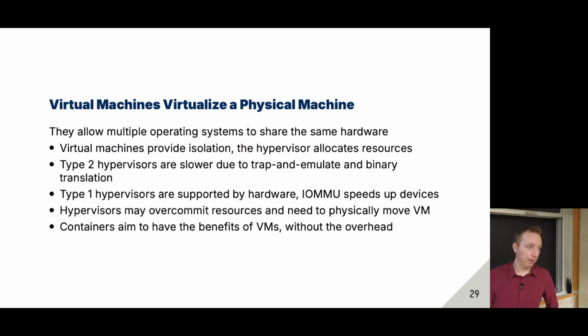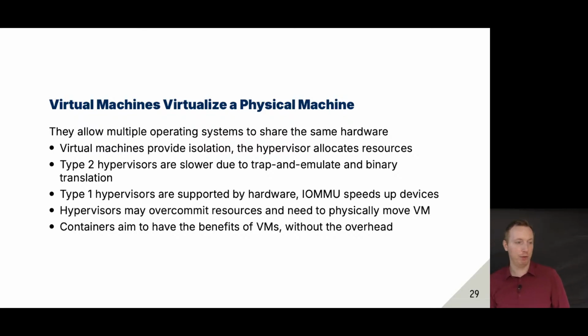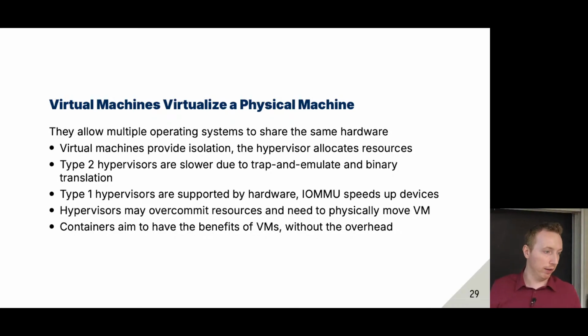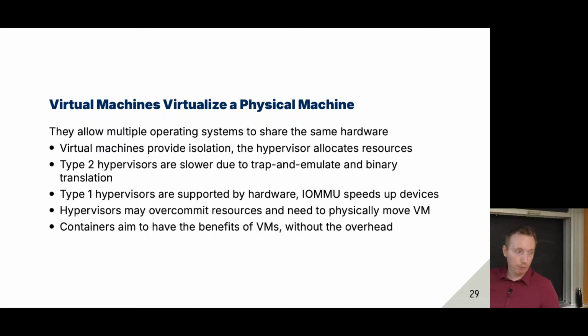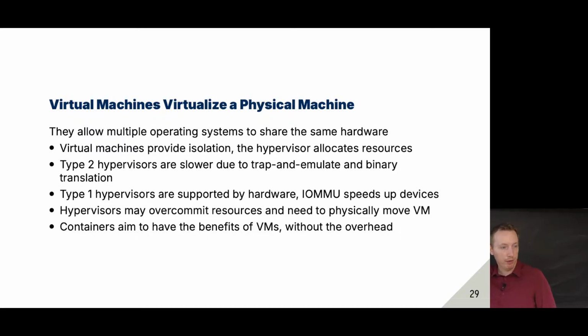Then we wrapped up and virtualized a whole machine that allowed multiple operating systems to share the same hardware. The idea, like with processes, is to provide isolation between different operating systems. The hypervisor is the thing that allocates resources and actually controls the hardware. Type 2 hypervisors are implemented in user mode, they're slow. Type 1 hypervisors need that hypervisor mode hardware support.